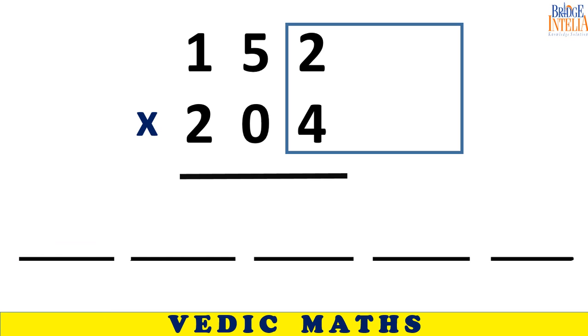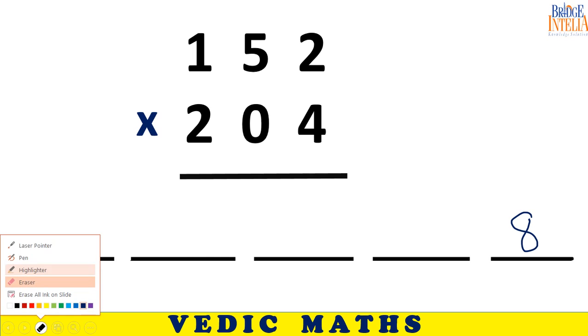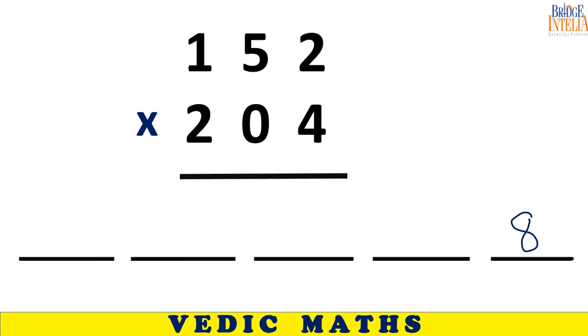So let's start the box. So now there are only two numbers inside the box, 2 and 4. So if you connect 2 with 4, you get the cross connection product as 8. So write 8 here. So I write 8 and then we can move the box forward. So we can move the box to next position.